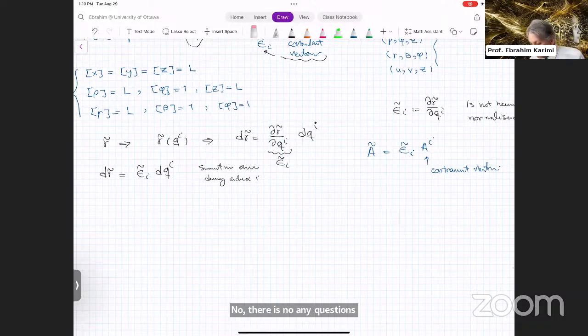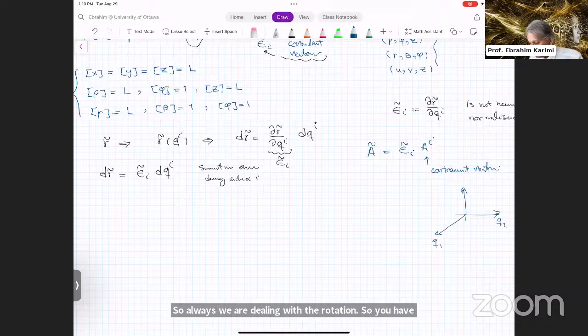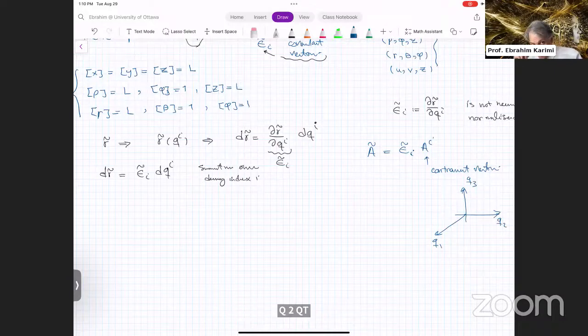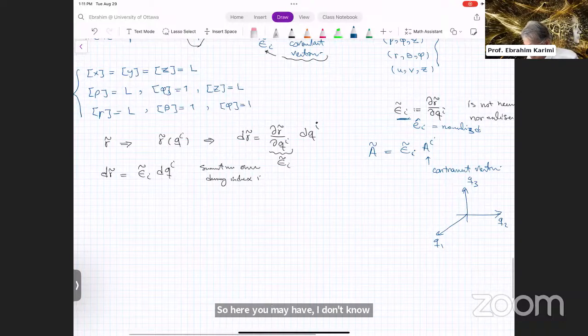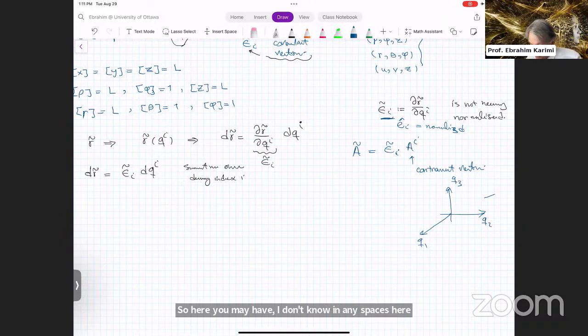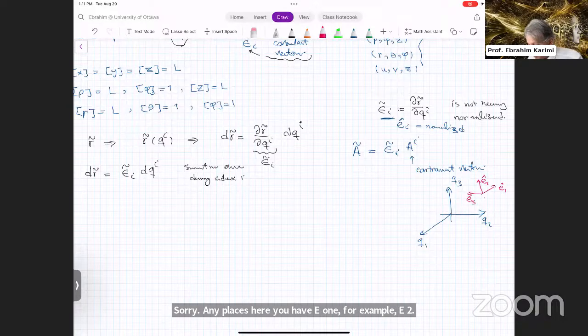Lovely. And remember, anytime you come to this vector formalism, pay attention to the rotation. We are always dealing with rotation. So you have coordinates q1, q2, q3. And remember, as I said, these epsilon I are not normalized. The E I were normalized. So here, in any place, you have E1, for example, E2, and E3. Remember, they are at right angles.